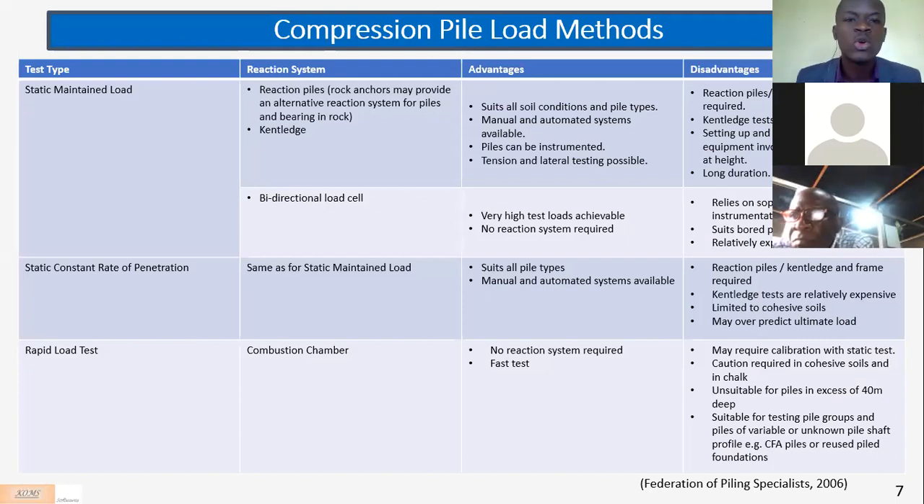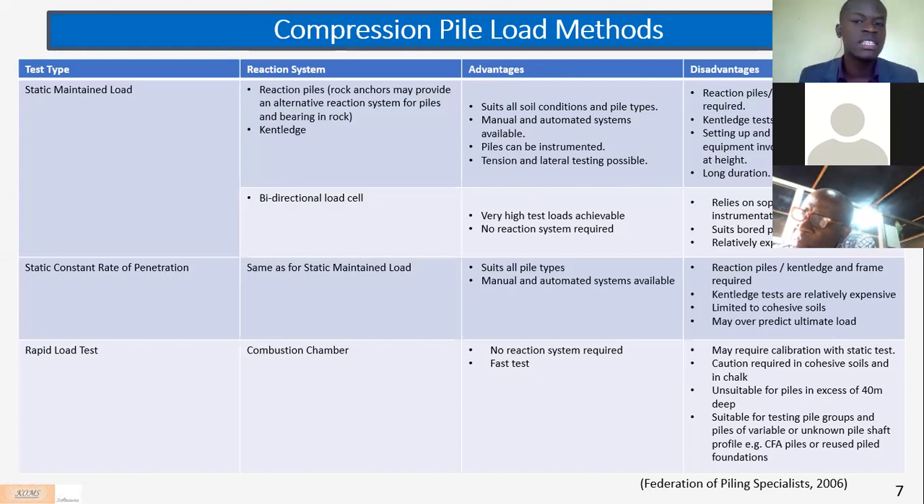For the static maintained load, we have the reaction pile system and the Kentledge system, and also we have the bidirectional load cells. So some of the advantages of the reaction and Kentledge system are that it suits all soil conditions and all pile types, and the piles can be instrumented. Tension and lateral testing is also possible. But the setback of the reaction and the Kentledge system is that you need to have a Kentledge frame. It is required, and the Kentledge tests are relatively expensive.